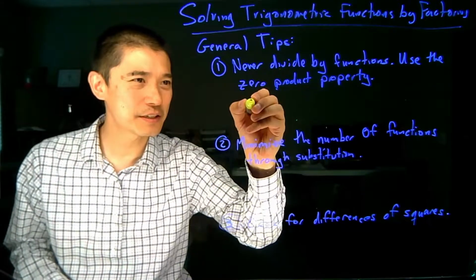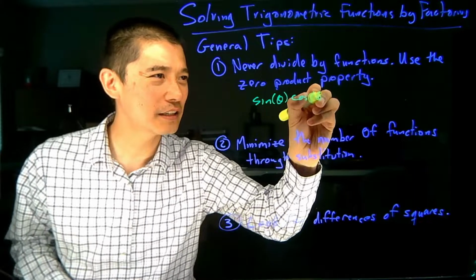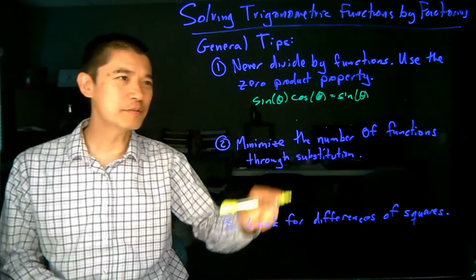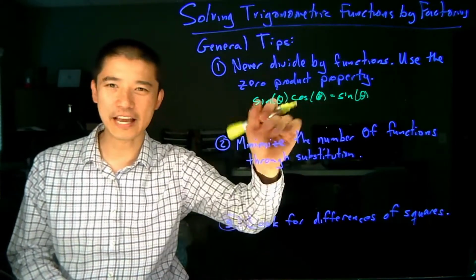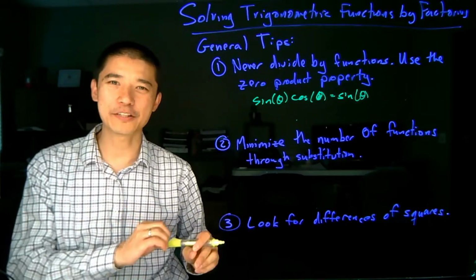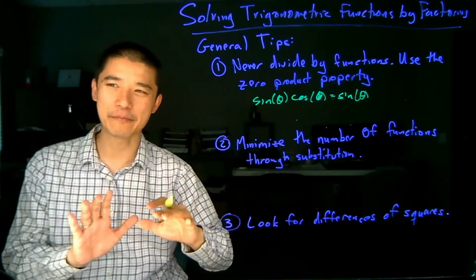What do we mean by this? Well, suppose you have the equation sine of theta times cosine of theta equals sine of theta. Some students will see this and divide by sine of theta and cancel that out. If you do that, you run the risk of dividing by zero because you don't know what value theta is. Maybe the sine of theta is equal to zero, and then you divide by zero, and then you've messed everything up.